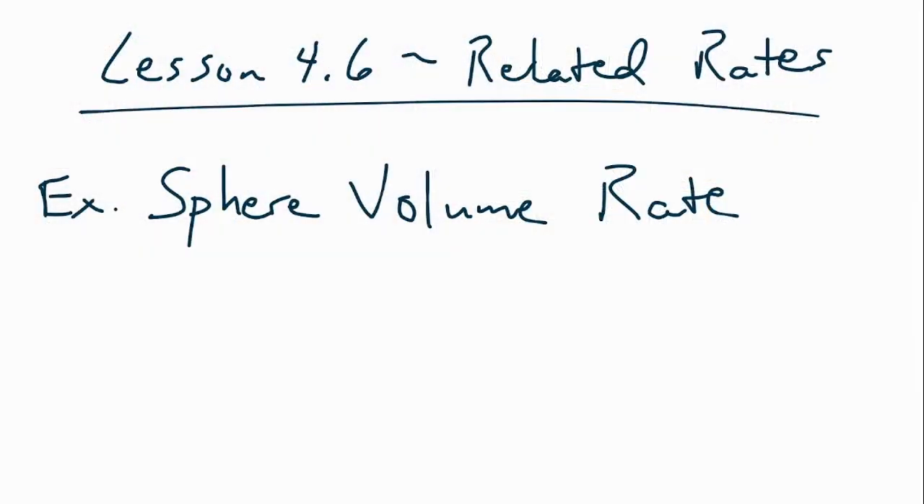Now, before we can use derivatives to determine how the volume rate and that radius rate are connected, we're going to need a formula. And of course, we'll need a formula that involves volume and radius of a sphere. Actually, backing up maybe just one more second here. This is lesson 4.6, related rates.